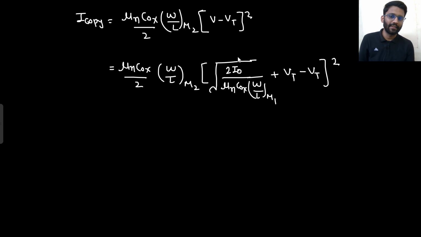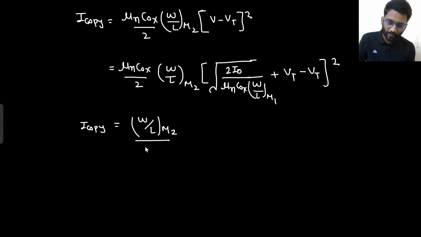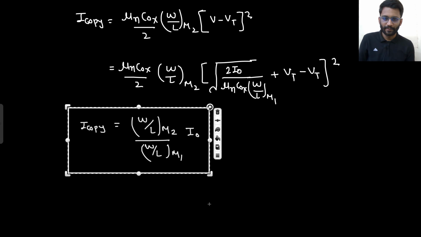Vt will get cancelled, and this root will be cancelled by the square. This mu n Cox will be cancelled, 2 and 2 will be cancelled. So what do you get? This I copy would be simply equal to W by L of M2 divided by W by L of M1, into I naught. That's it. This is your I copy.